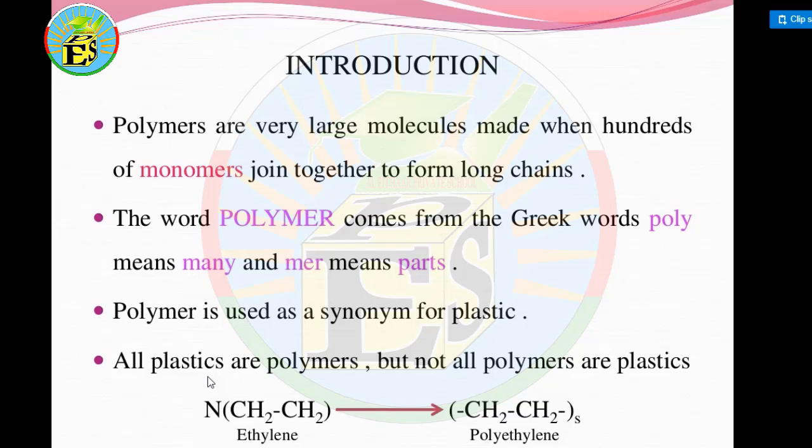For example, this is the monomer CH2=CH2, ethylene, which will attach to make polyethylene. Maybe 100 ethylene units will attach together and make polyethylene, maybe 200 ethylene units attached together to make polyethylene. The n means the number of units; you can put here 10, 20, 30, 40, as much as you want according to the structure.